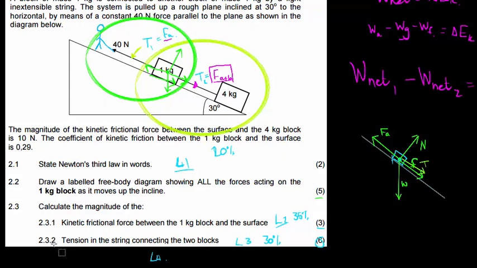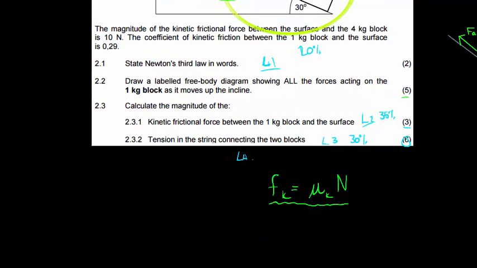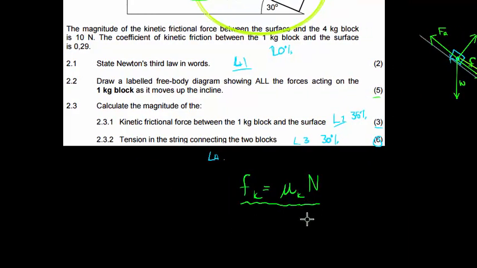And then this one: calculate the magnitude of the kinetic frictional force between the 1 kilogram block and the surface. F is equal to the coefficient of friction times the normal force. Guys, this formula is not on your formula sheet. You have to know it. I've never seen a formula sheet with it on.